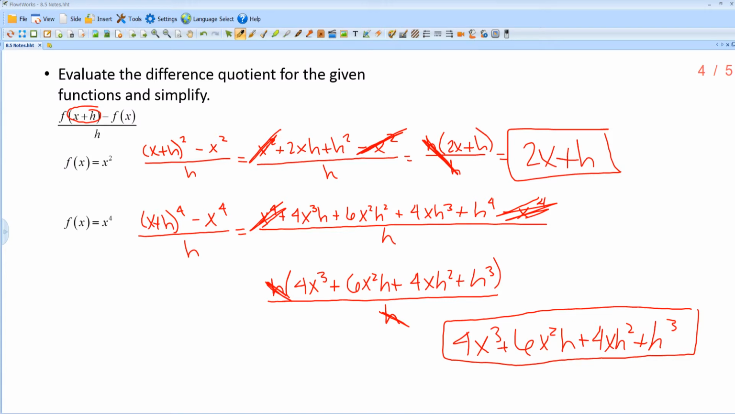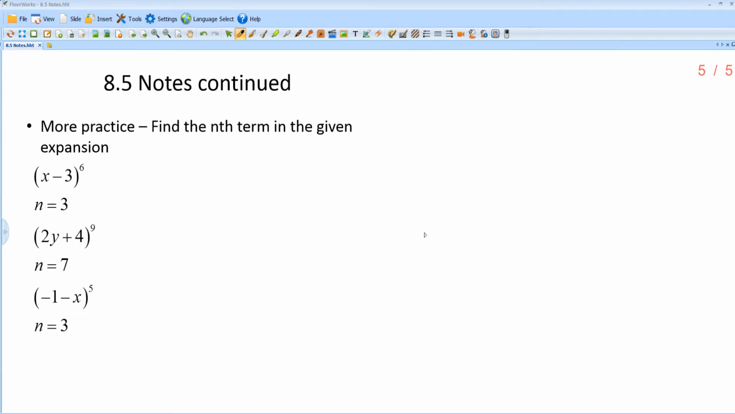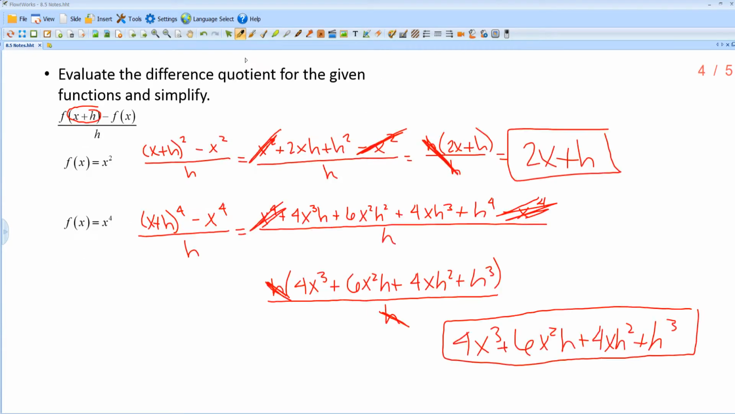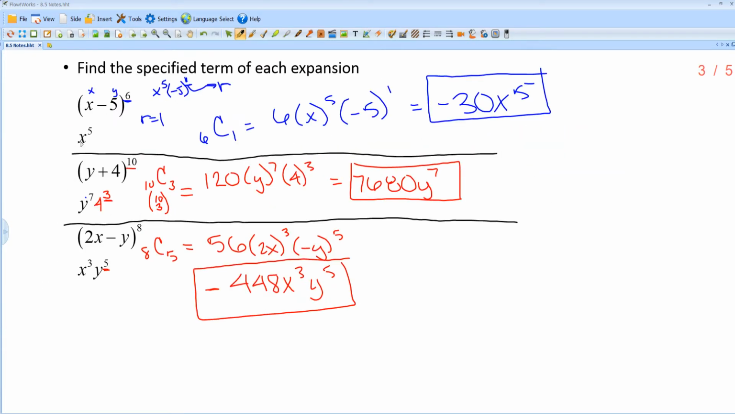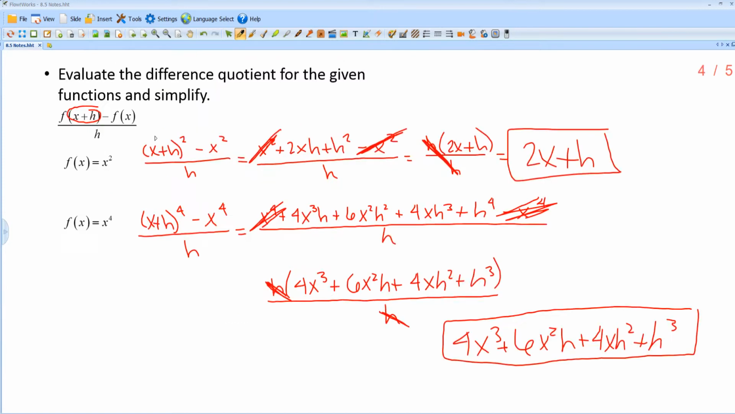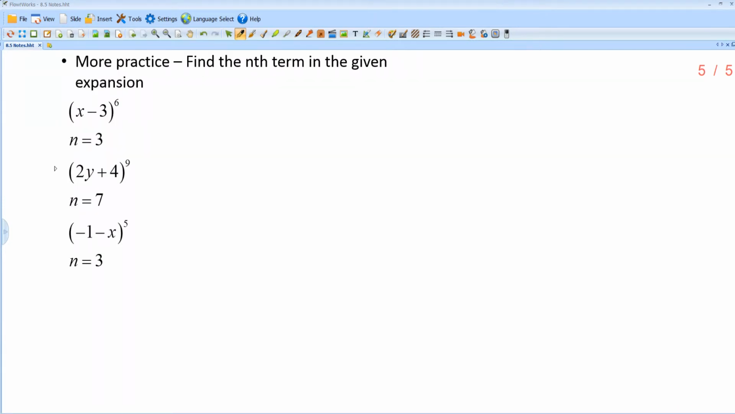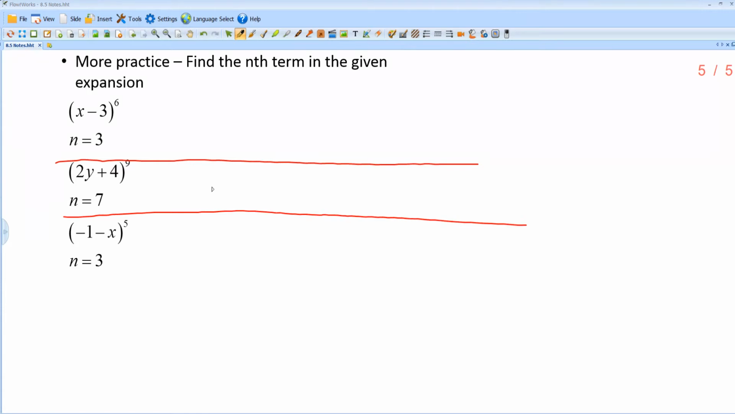All right, and then the last thing that we're going to talk about, just a little bit of extra practice, finding the nth term. Now, this is different than finding something like this, just in terms of what I'm exactly giving you. So here, finding the nth term, again, this is 3 separate problems. And I'm apparently not leaving very much space for that one. That's okay, I'll fit it in there. So I have (x - 3) to the 6th power.